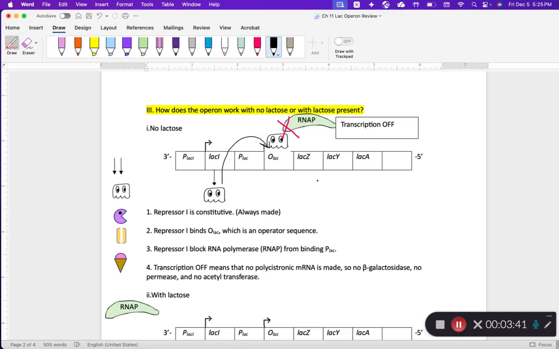It binds our operator. If it binds the operator, then we have RNA polymerase trying to bind the promoter region of PLAC, and it doesn't. When it doesn't bind, that means transcription is off. When transcription is off, that's what 4 here says. Transcription off means that no polycistronic mRNA is made, so no beta-galactosidase is made, no permease, and no acetyltransferase. So none of these get made.